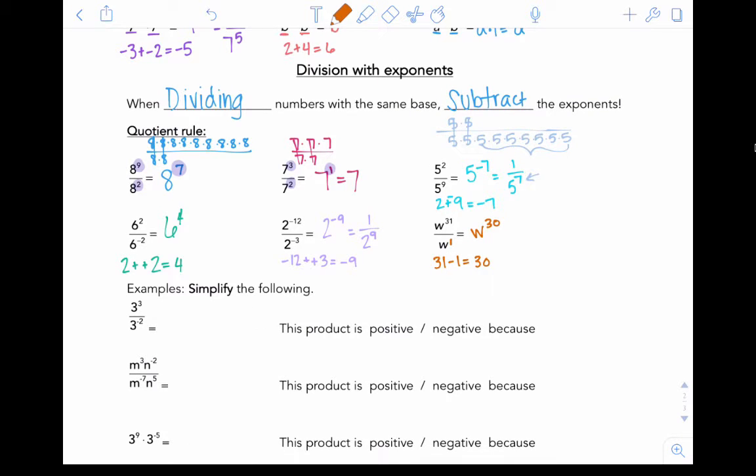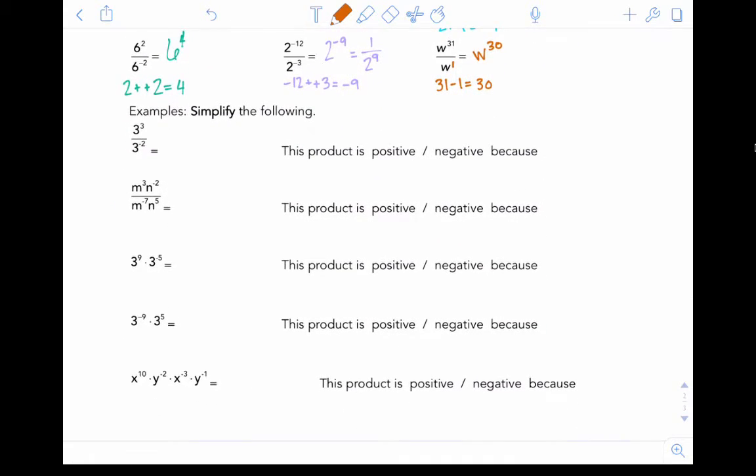That's all for dividing with exponents. Remember, when you divide numbers with the same base, you subtract the exponents. There's just a couple more practice problems that we're going to do together, and then that will be it for this section.